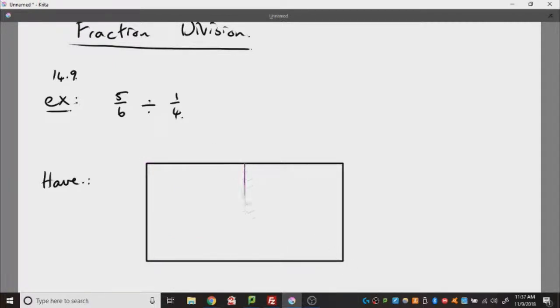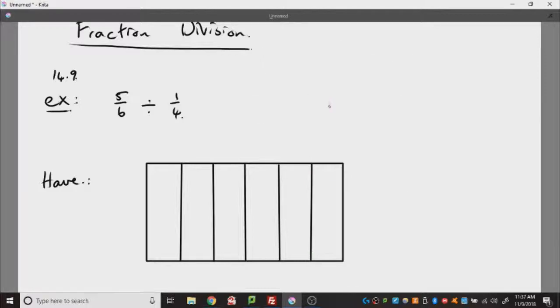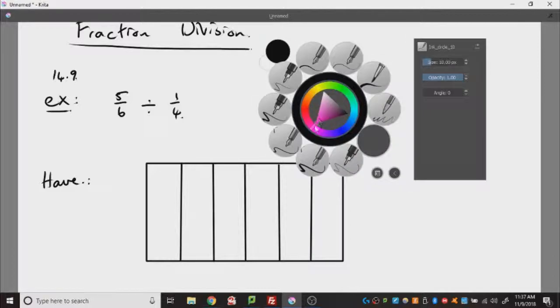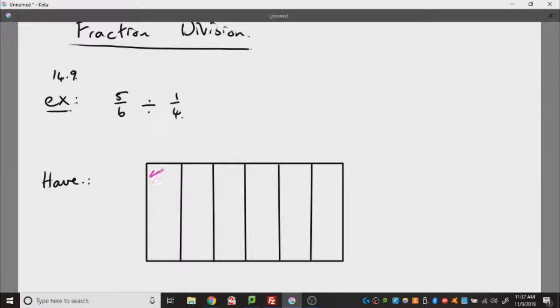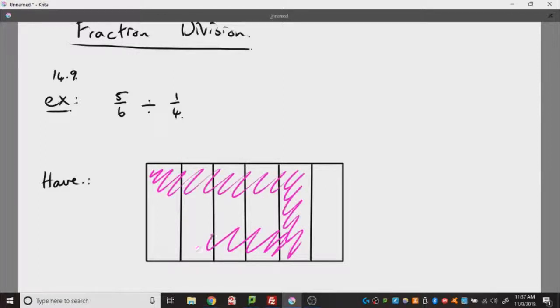So I'm breaking it up into 6 slices, like so, and indicating in pink what I have to work with. I have 5 of them. 5 of them.